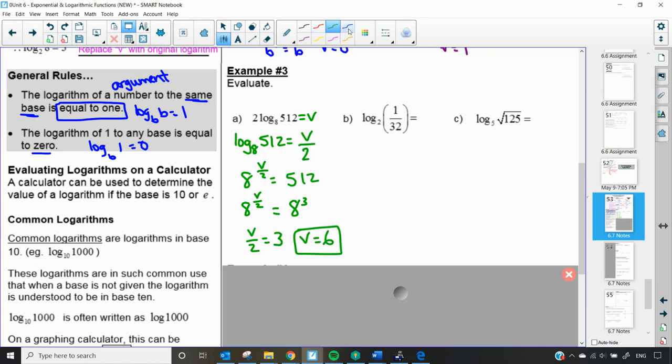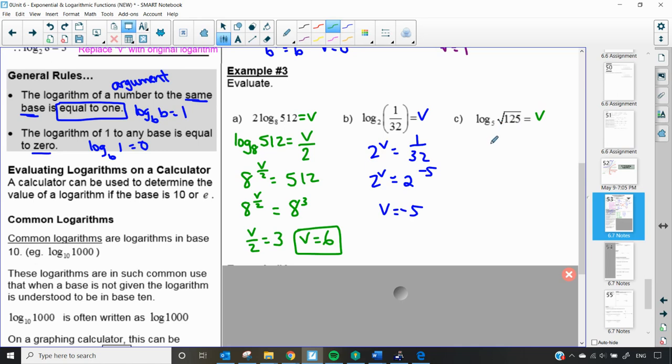All right, moving right along here, we have log base 2 of 1 over 32. We don't have any coefficient in front to divide by, so we can go straight to writing an exponential form. So 2 to the v equals 1 over 32. 1 over 32 is the same as 2 to the negative 5. And that means that v equals negative 5.